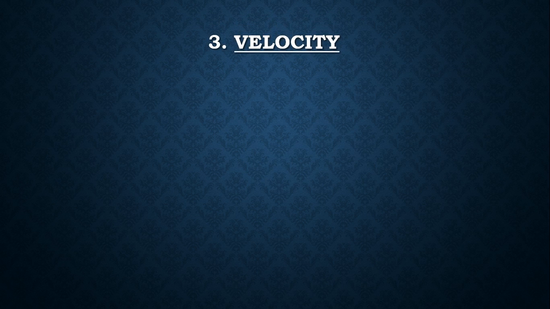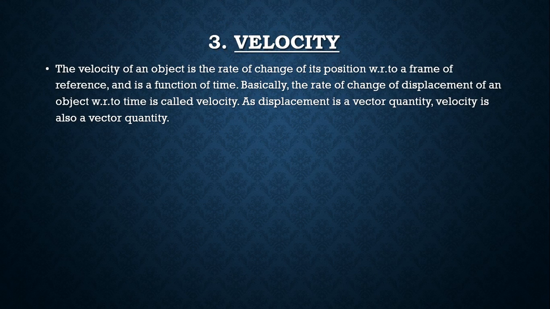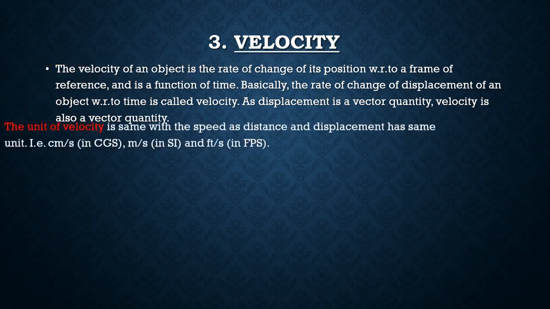Now the third quantity, that is velocity. The velocity of an object is the rate of change of its position with respect to a frame of reference and is a function of time. Basically the rate of change of displacement of an object with respect to time is called velocity. As displacement is a vector quantity, velocity is also a vector quantity. That means velocity has both magnitude and direction part and it must obey vector algebra.